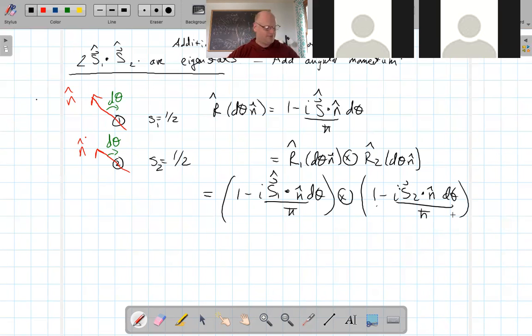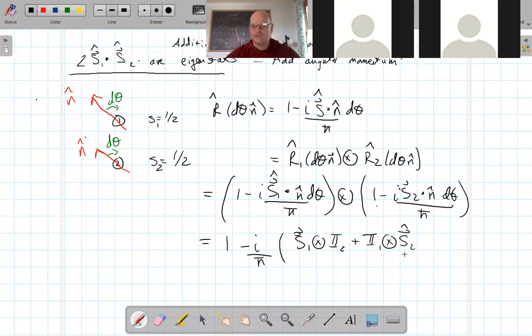So good. Now let's multiply this guy out. So this is then going to be equal to 1, and then I'm going to get a minus i over h bar times S1 tensor product with the identity from 2, plus the identity from 1 tensor product then with S2 vector, all dotted with n hat d theta, right? If I bring this thing only out to order d theta.